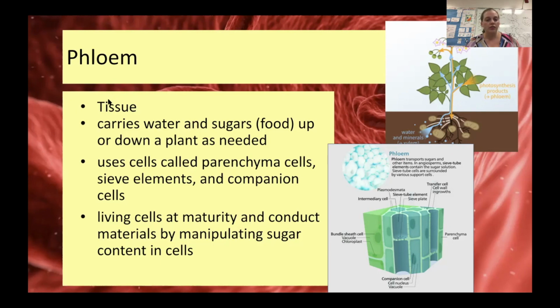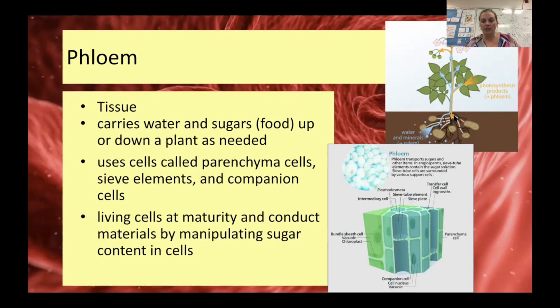So phloem is like xylem in that it can transport materials, but it's a little bit different. Xylem could only carry water and dissolved minerals up the plant. Phloem can carry water and sugars up and down. So phloem can take this glucose made in the leaves and transport it to the roots, or it can take water from the roots and transport it to the leaves. It can go both ways.